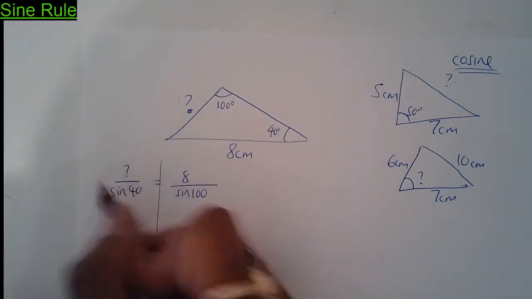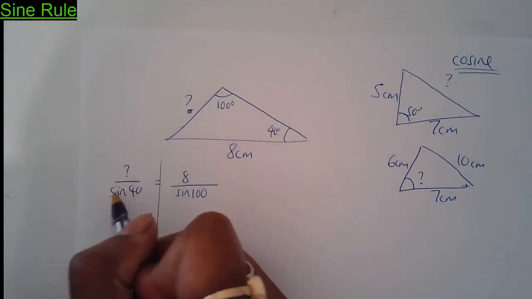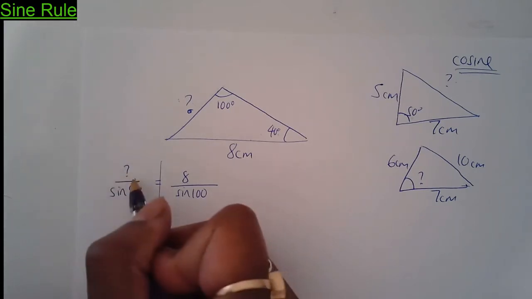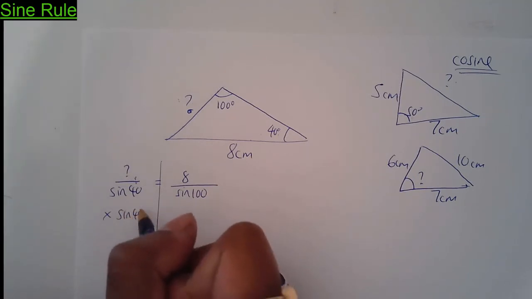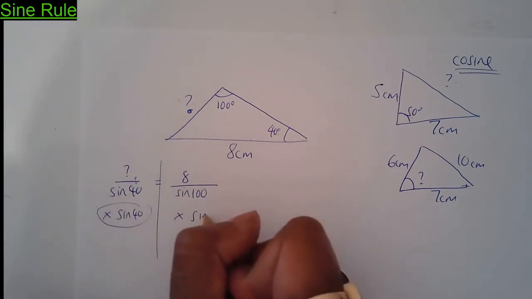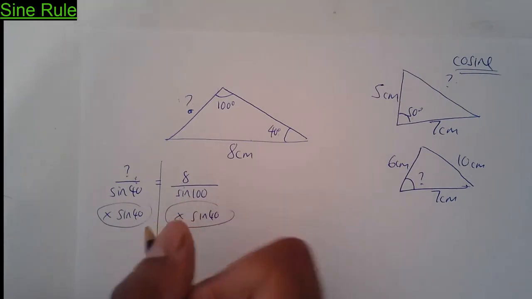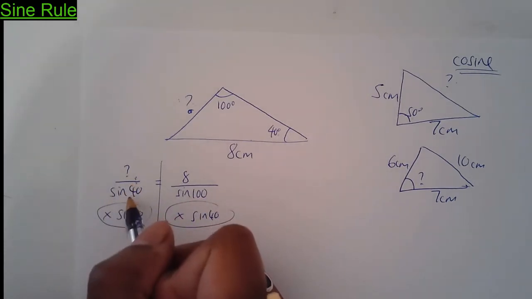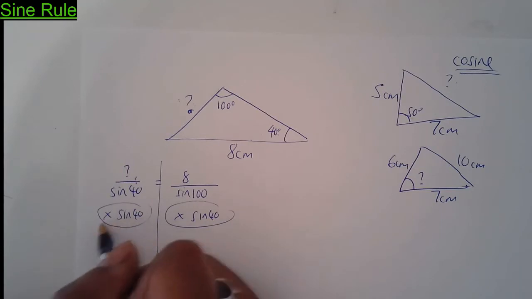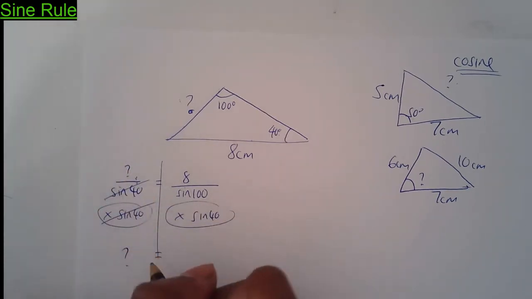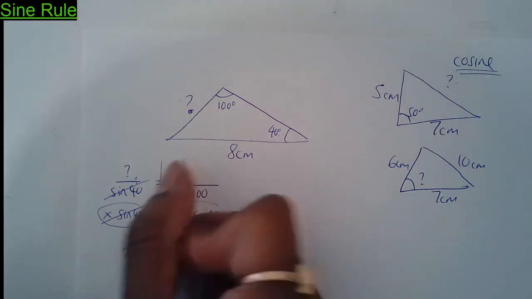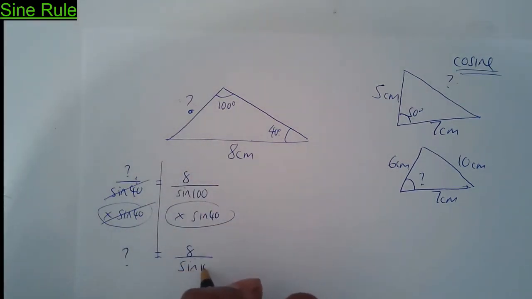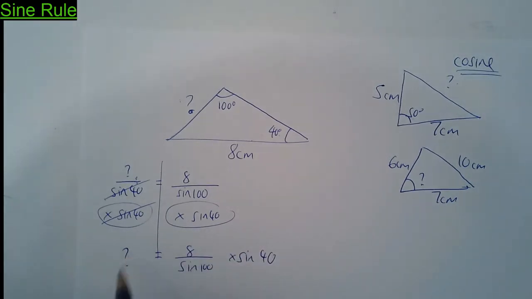To get the question mark on its own, we need to get rid of this divide by sine 40. The opposite of divide is times by sine 40. What you do to this side, do on the other side. So divide by sine 40 is cancelled out by times by sine 40, and you're left with the question mark. You've got that thing there multiplied by sine 40, which you'll need a calculator to work out.